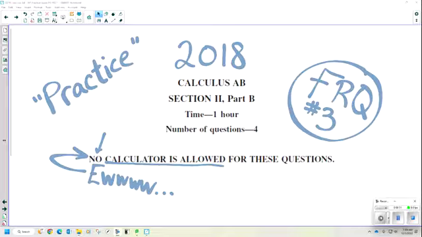Ew, gross. But you know what? When we don't get to use the calculator, the math is typically easier to calculate. We are going to start with free response question number 3, which is the first of 4 questions in this section. So, hey, without any further ado, let's begin.